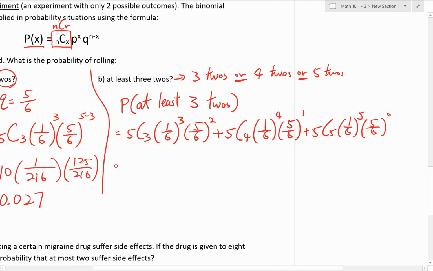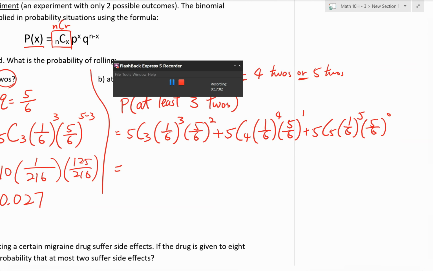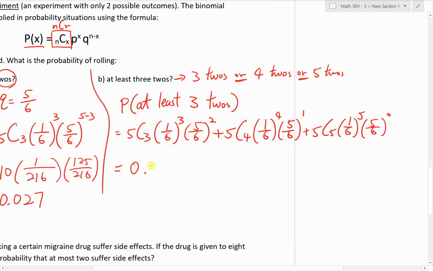Okay, and now just put this into a calculator and add them up, and you would get your answer. So I'm going to do it and see what we get here. 5C4. I'll pause the video. You can do it on your own and then see if we have the same answer. Okay, so I got 0.03. Okay, so 3% chance.